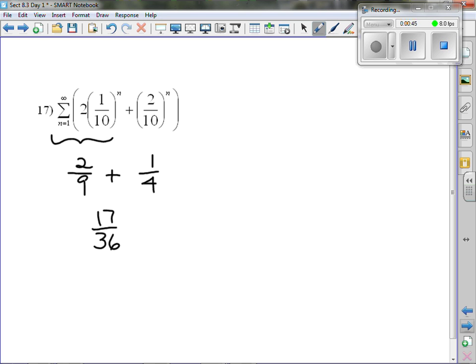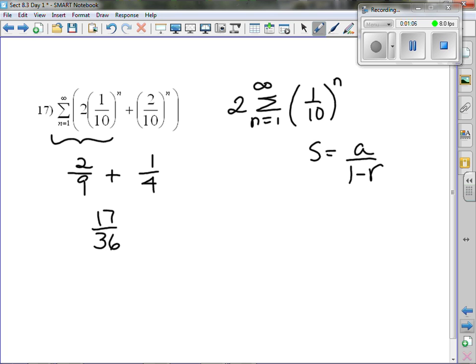Maybe somebody wants to come up and do this one? If I do this first one, they're both the same, I'm going to pull the 2 out. My problem with this, first you have to recognize it's geometric. So, it's S equals A over 1 minus R. Now, I'll write out some of the terms. Let's see, 1/10 plus 1/10 squared plus 1/10 cubed.